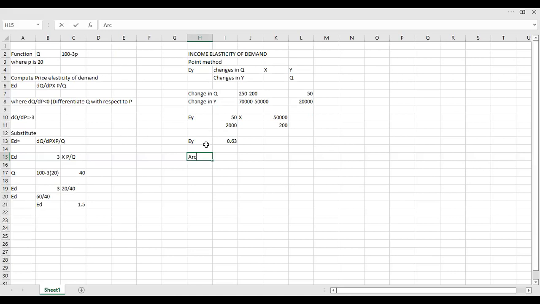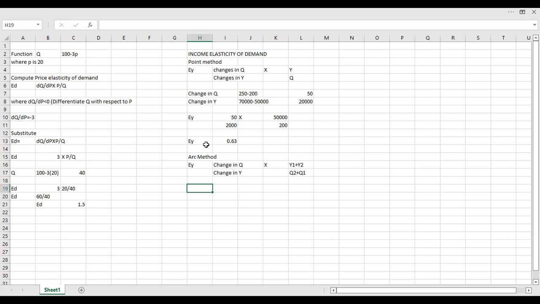Using the arc method, the elasticity of income will be represented by the percentage change in quantity divided by the percentage change in income, multiplied by Y1 plus Y2, divided by Q2 plus Q1.